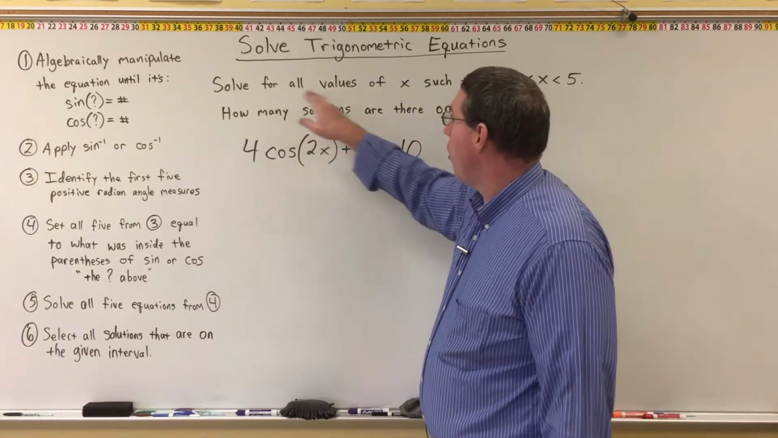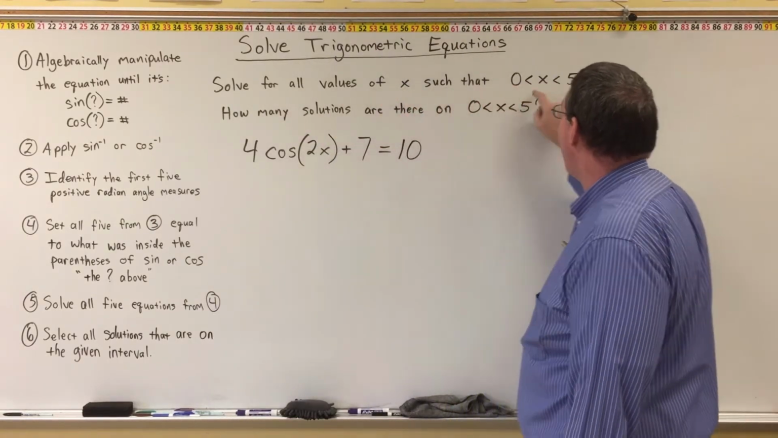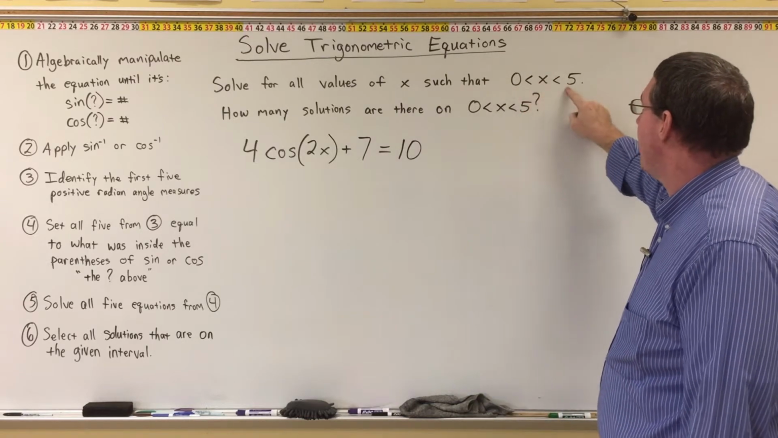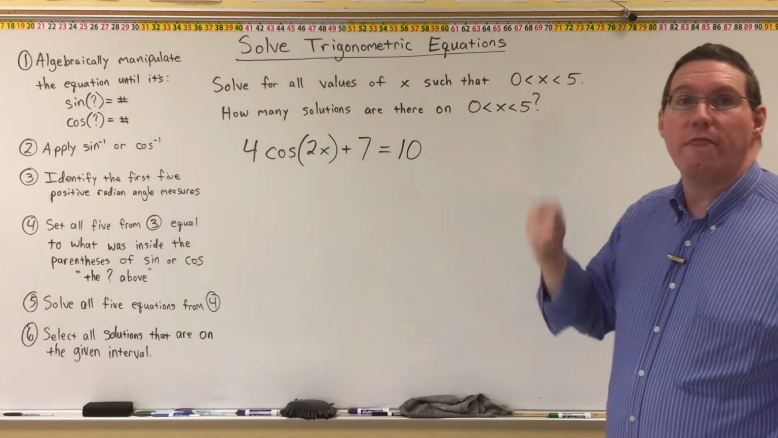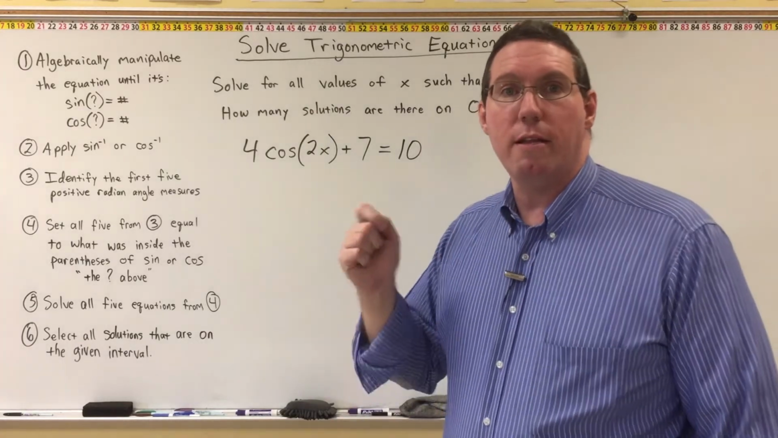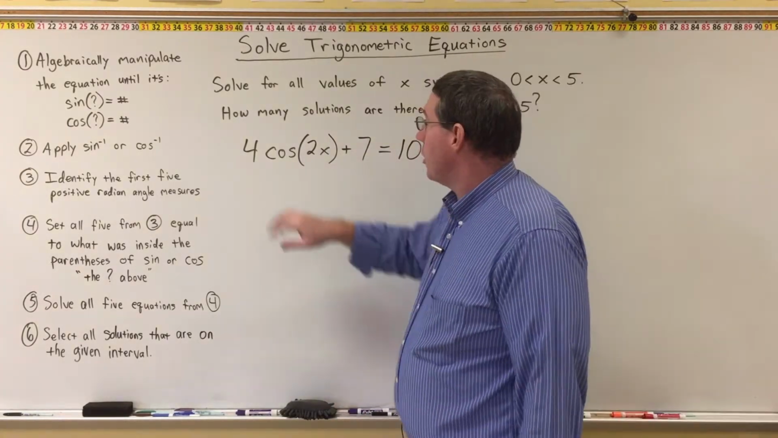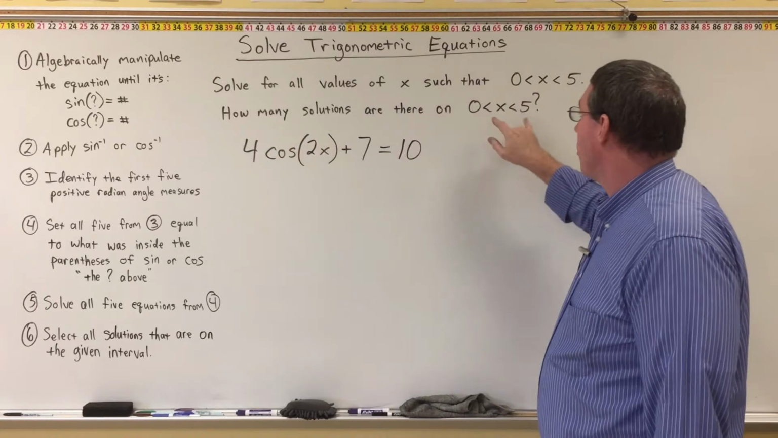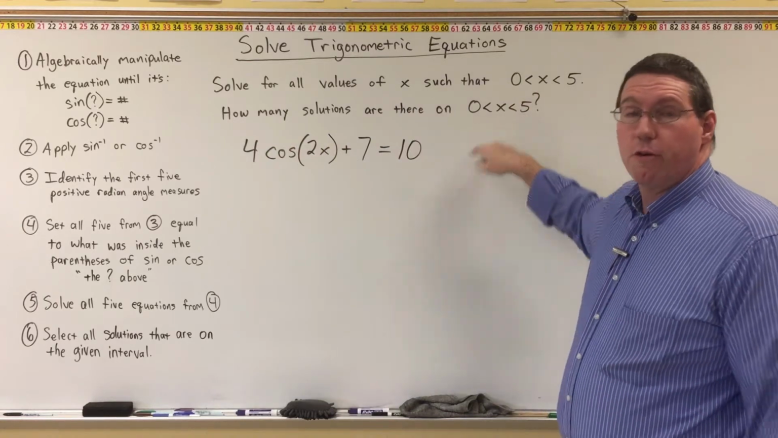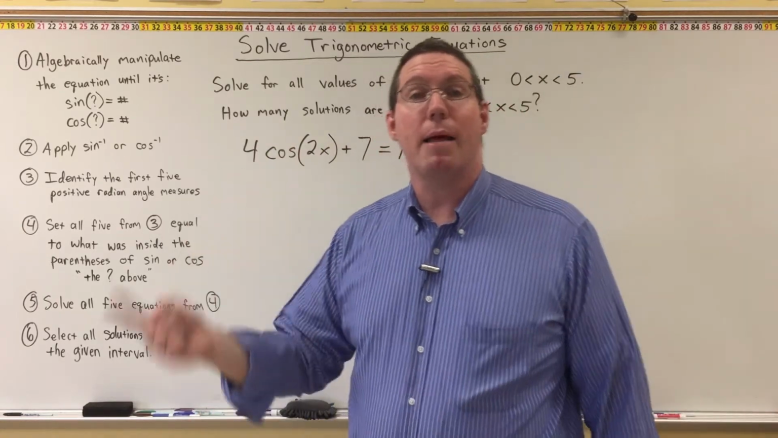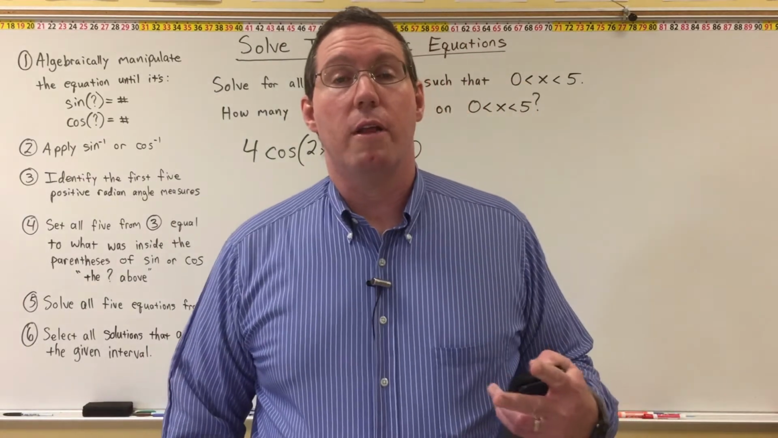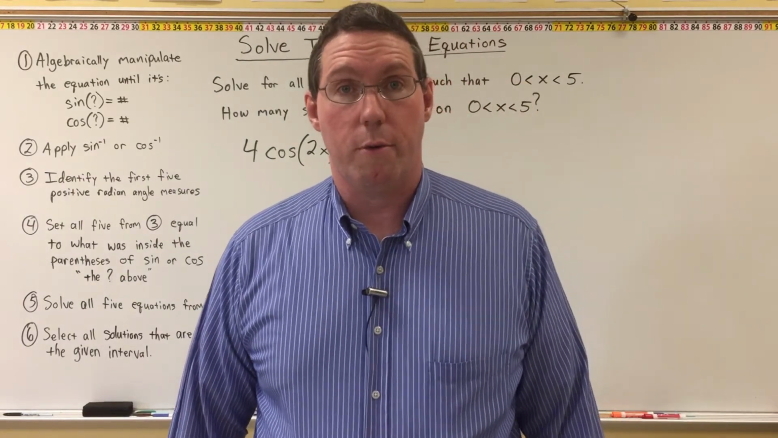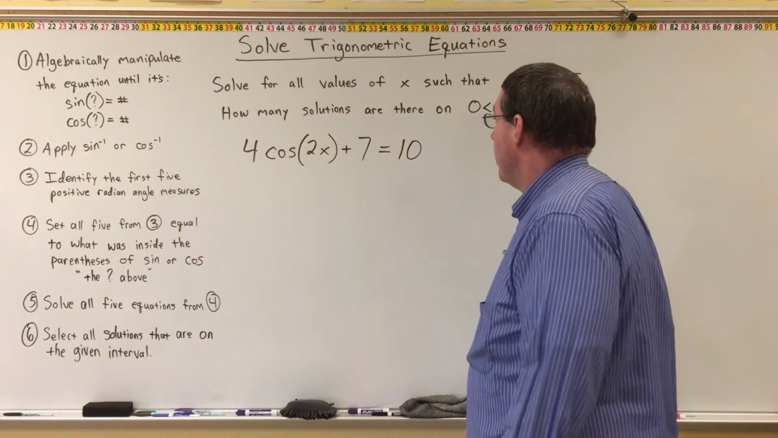But we're mostly going to work still with an infinite number of solutions. So this says solve for all values of x such that x is between 0 and 5. We only want the answers that are between 0 and 5. The other question is, how many solutions are there on the interval from 0 to 5? So you're answering 2 questions here. The first one is, how many solutions are there? And the second one is, what are those solutions? So here's what we're going to do.